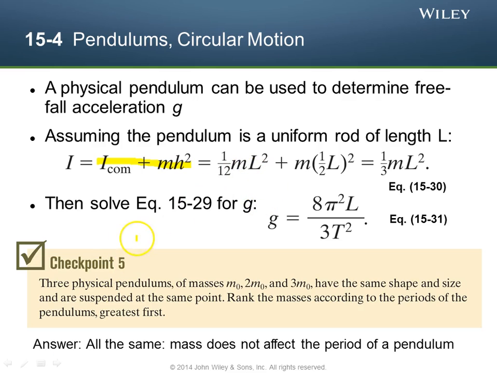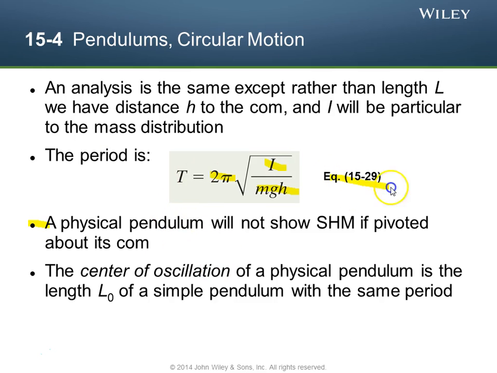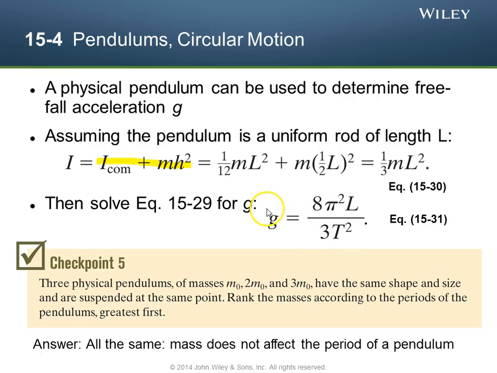And we can also use that previous equation here, equation 15-29, and we can solve for little g, and we can see that with a physical pendulum, we can let it oscillate, and if we take 8 pi squared times L divided by 3 times the period squared, we can solve for little g. And so this is a way to find the acceleration due to gravity at any given point on the Earth, because it varies slightly by position, or on some unknown planet. So use this, take a look at checkpoint 5.